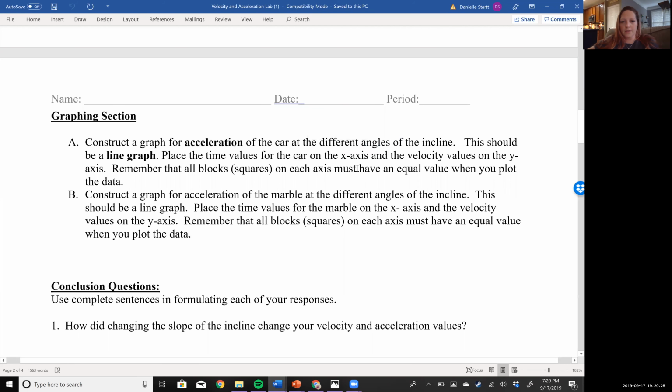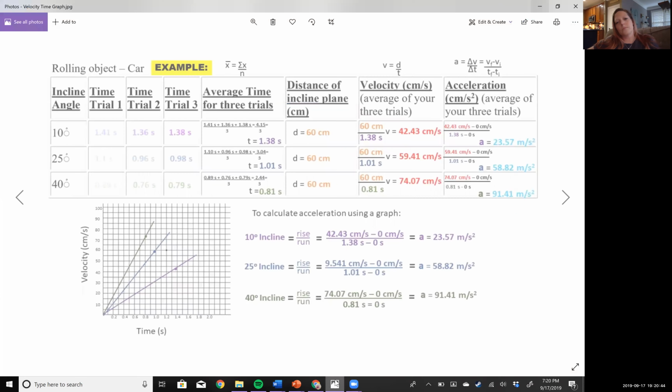On the x-axis, remember that's the horizontal one, and the velocity values on the y-axis. Values, again, okay, so we're looking for plural values. Okay, and then it says exact same thing for the marble. So here's what I did. I did a mock-up for you, and it looks like this. All right, here we go.